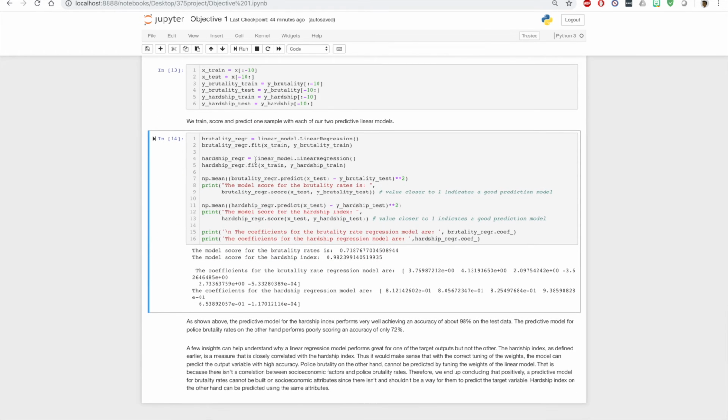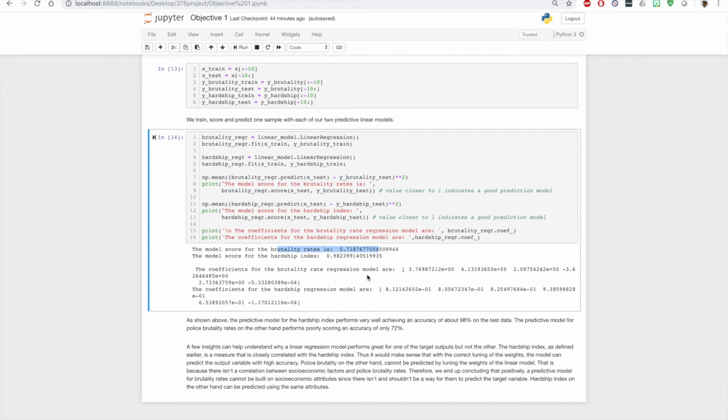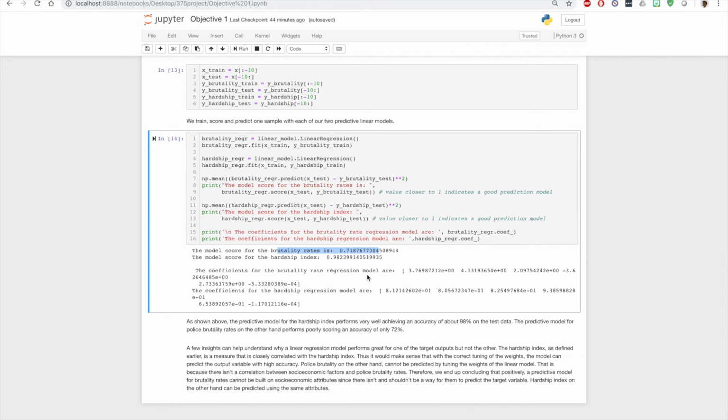After training our model and scoring it, we see, just as we expected, that there is a good score for the model that predicts the hardship index and a very poor score for the model that predicts brutality rates. Therefore, we understand that because the brutality rates are not closely related to socioeconomic factors, even with well-tuned weights, the model performed badly. On the other hand, with the excellent weights tuned here, we can see that our model is very well able to predict the hardship index given socioeconomic factors.